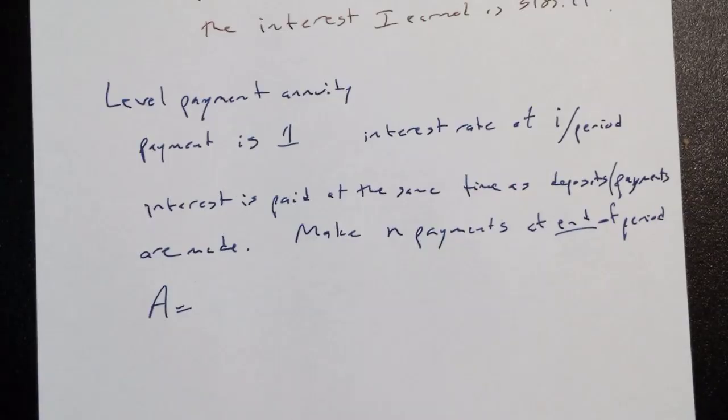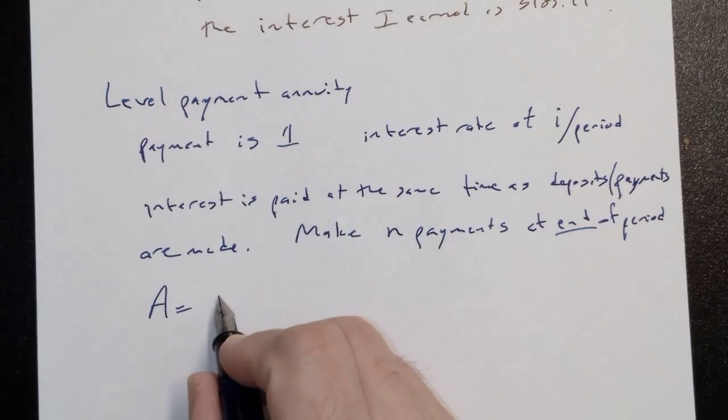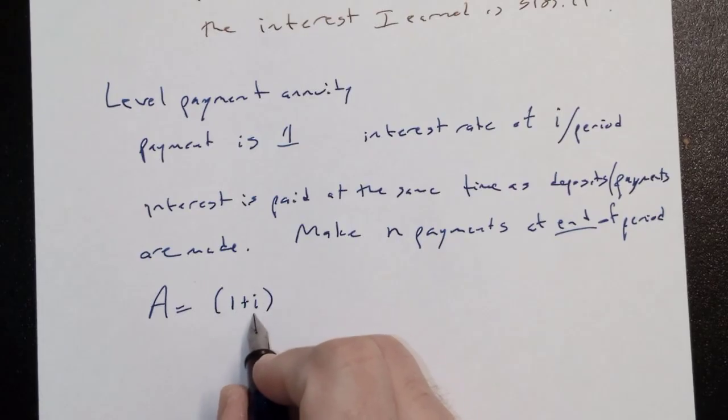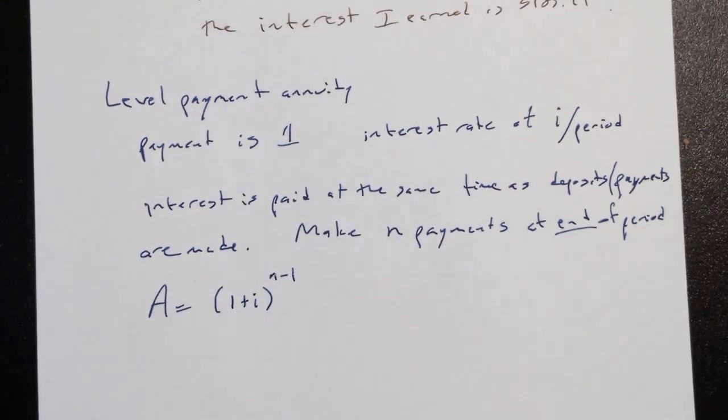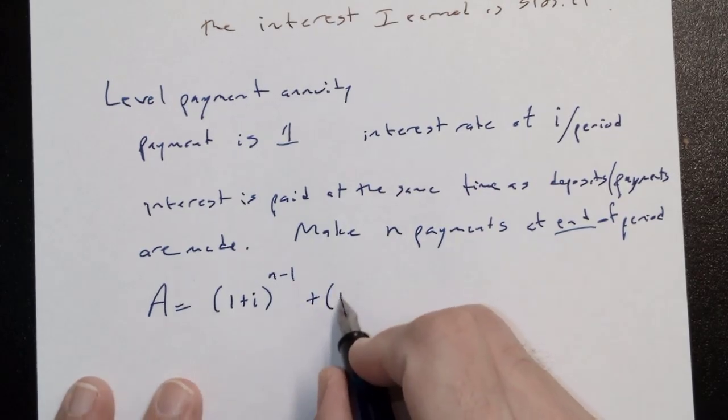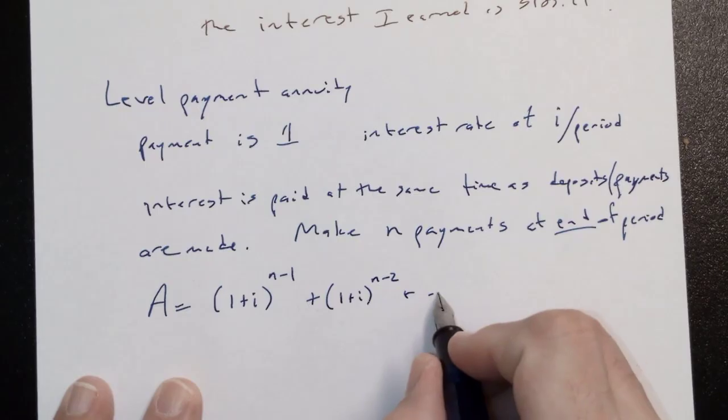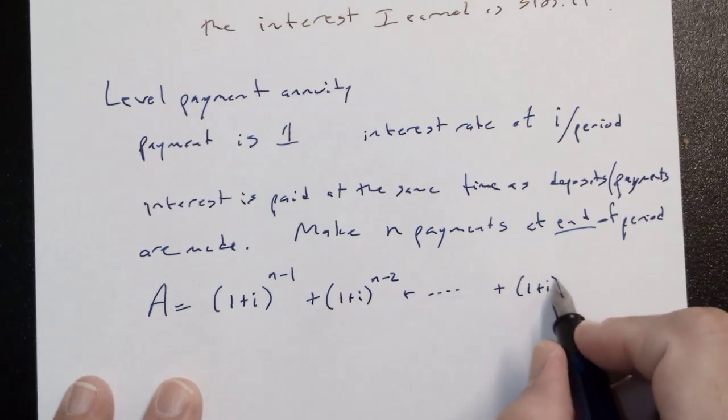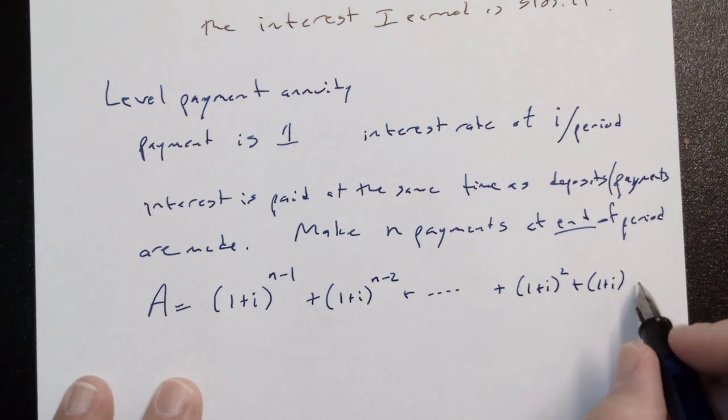So the first payment, the first deposit, how many periods of interest does it get? Because it doesn't earn anything until the end of the first month. But that's an interest rate of this per period for that many periods. The second month is going to earn one less month's worth of interest. And so on, all the way to the end.